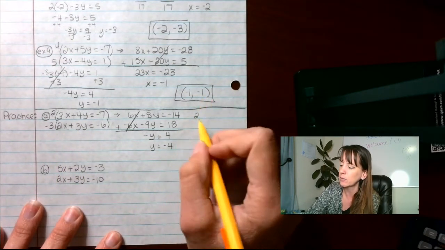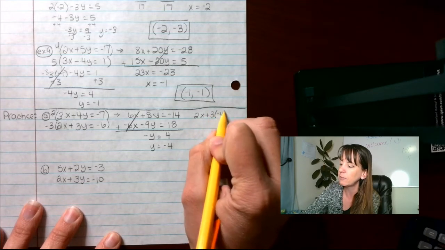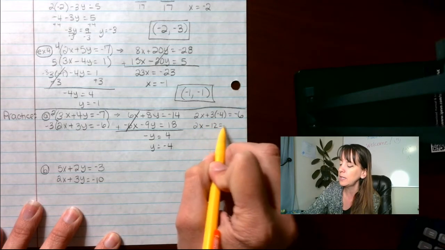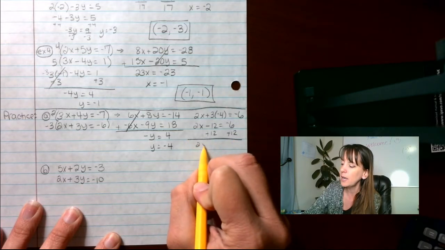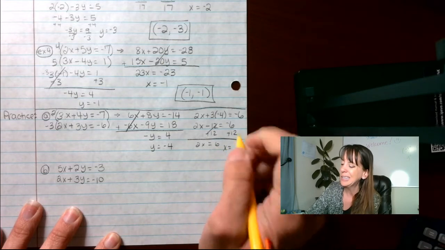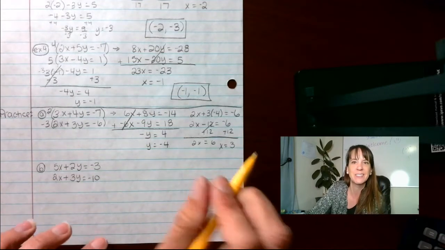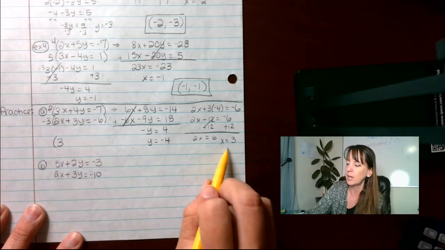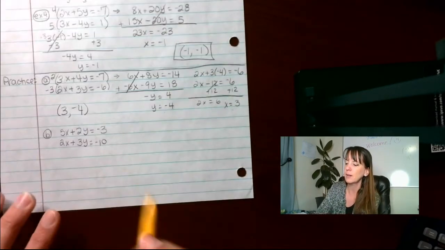I'm going to write it over here so I'm not going to run out of room otherwise. 2x plus 3, and instead of y, I'm doing negative 4 equals negative 6. 2x minus 12 equals negative 6. Add 12 to both sides. I get 2x equals 6, which means x equals 3. Sorry, looking in different directions. Okay, so my solution is then parentheses 3, because I always put my x first, negative 4. 3, negative 4.